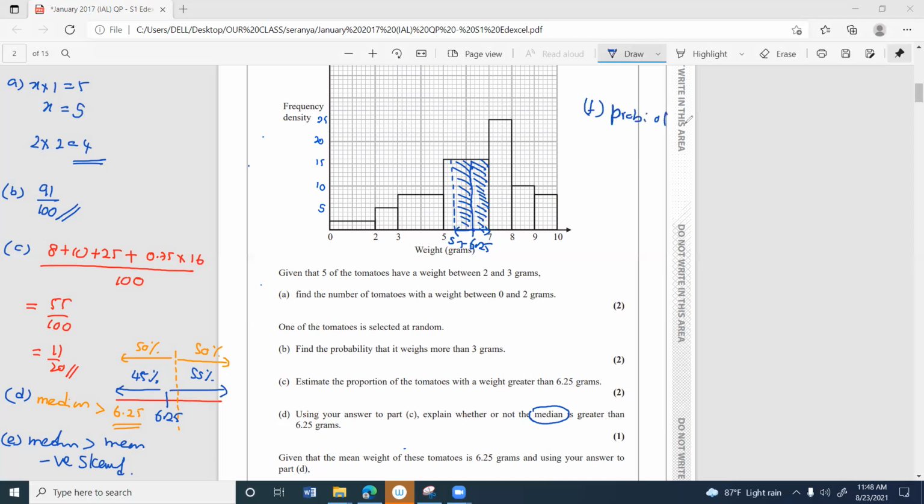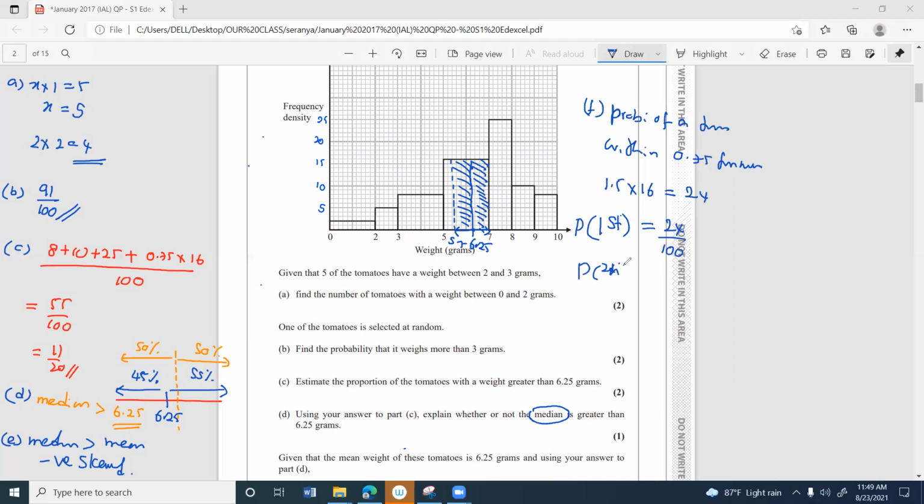Probability of a tomato within 0.75 from the mean: the gap is 0.75 to this side and 0.75 to this side, which is 1.5, times the height of 16, which turns out to 24. Selection of the first tomato. The probability of the first tomato is how much then? 24 out of 100.